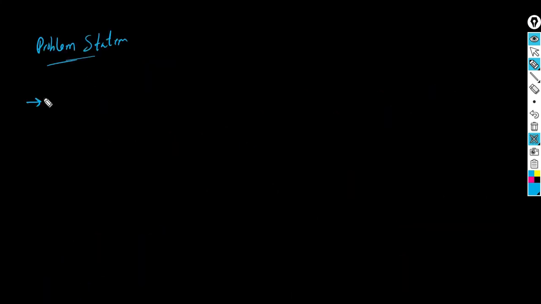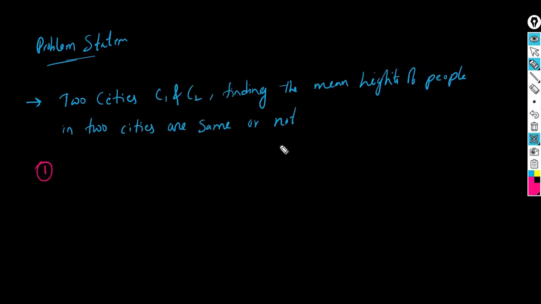There are two cities. We have to find whether the mean heights of the people in the two cities are the same or not. I will once again repeat: there are two cities, and we want to know whether the mean heights of the people in the two cities are the same or not. We are going to test this by using hypothesis testing. We consider the two cities as C1 and C2. And this is the problem statement.